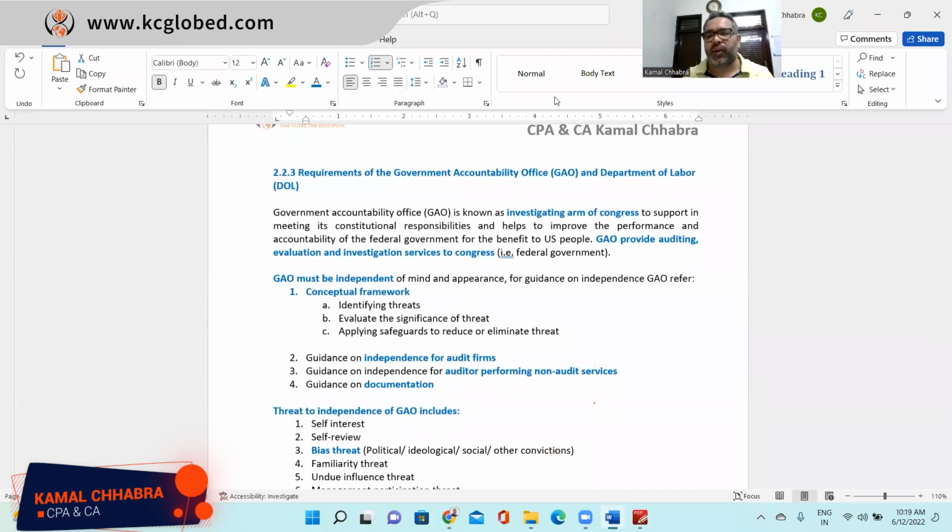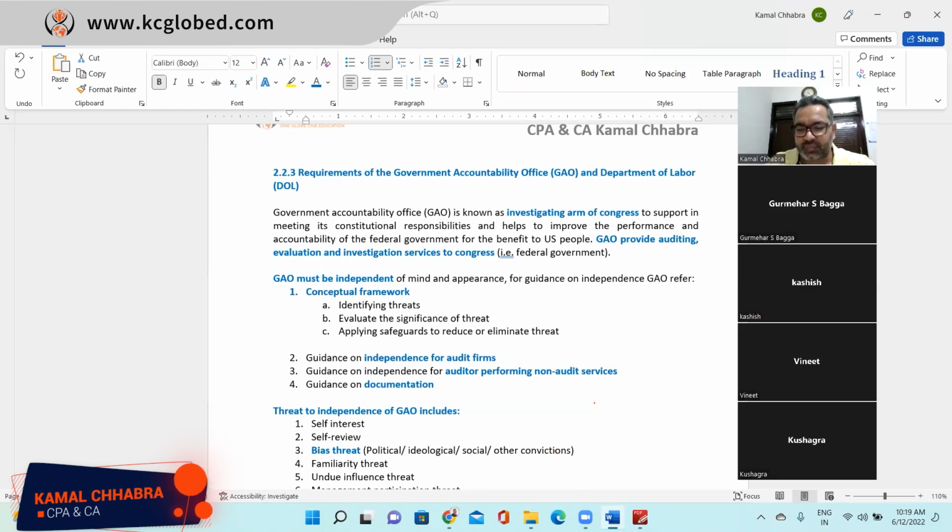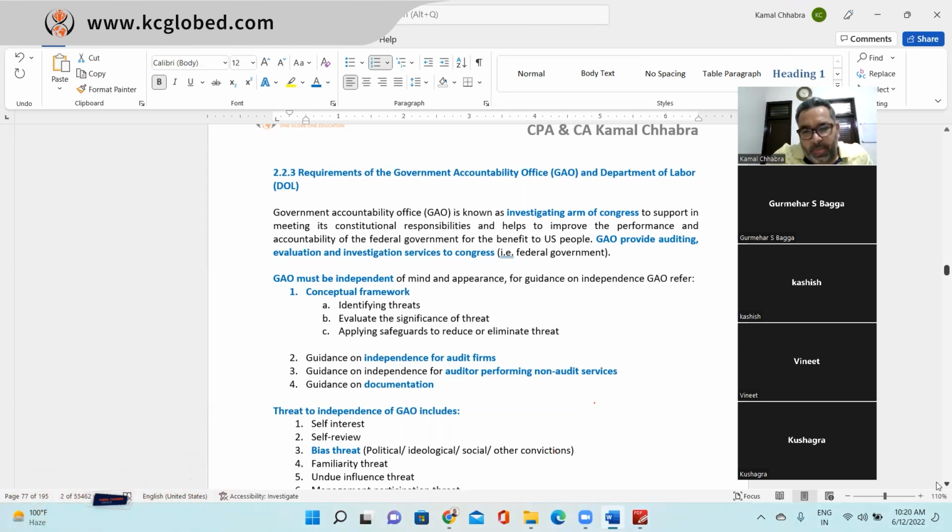What is the Government Accountability Office? Do you remember that? It's the Yellow Book, which issues standards for auditing government entities, organizations which receive federal awards. So the Government Accountability Office is the office which issues government auditing standards applicable to the government entity.